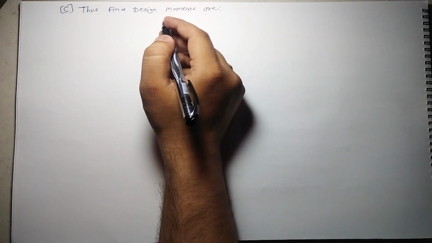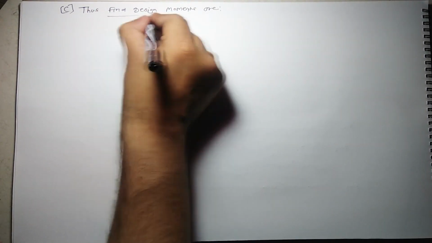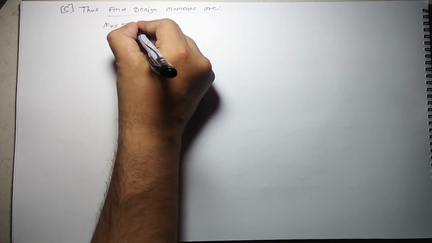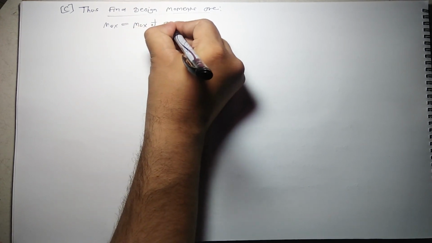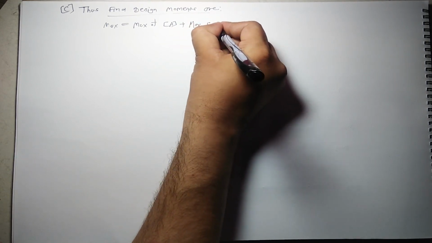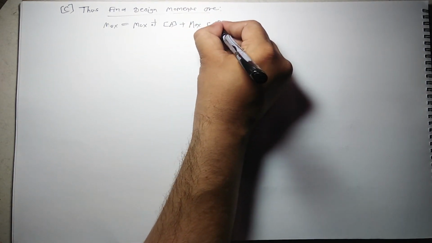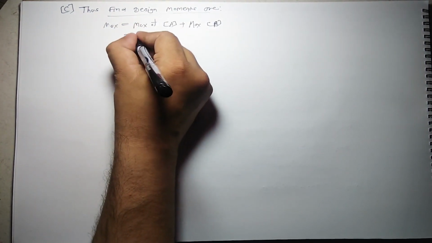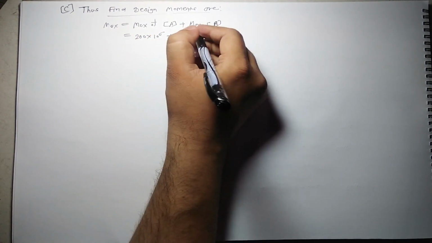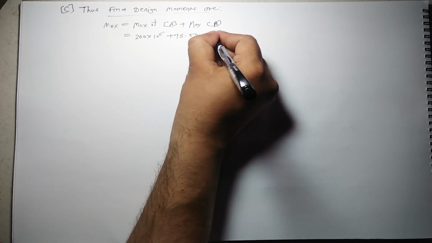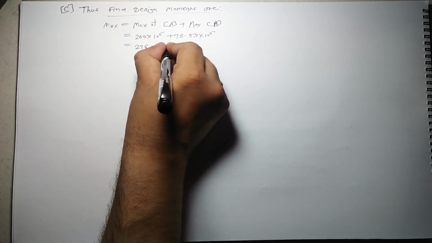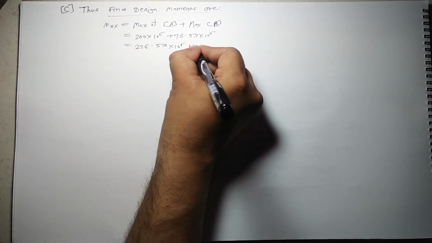So now our final design moments are: Mux is equal to Mux, whatever we have calculated in part A, plus the additional moment of B. So in part A we calculated 200 into 10 to the power 6, plus just now we have calculated 59 into 10 to the power 6. So it comes to 276.59 into 10 to the power 6 Newton meter.